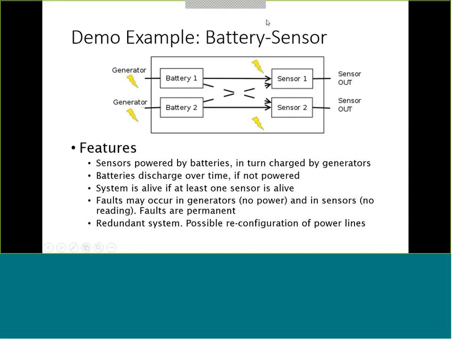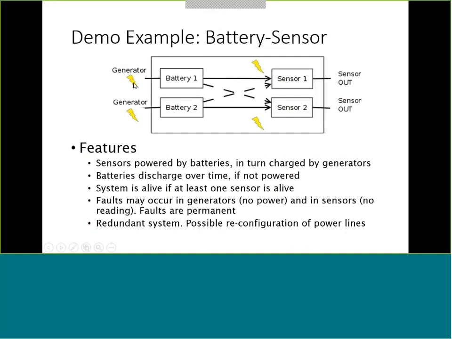I'm going to use a simple example to demo the tool. It's a redundant system called battery sensor. The idea is that we have 2 batteries powered by 2 generators, and these batteries feed some sensors, and the sensors produce some output. The system is redundant, so you have 2 batteries and 2 sensors, and the connections between batteries and sensors may be changed depending on possible faults.